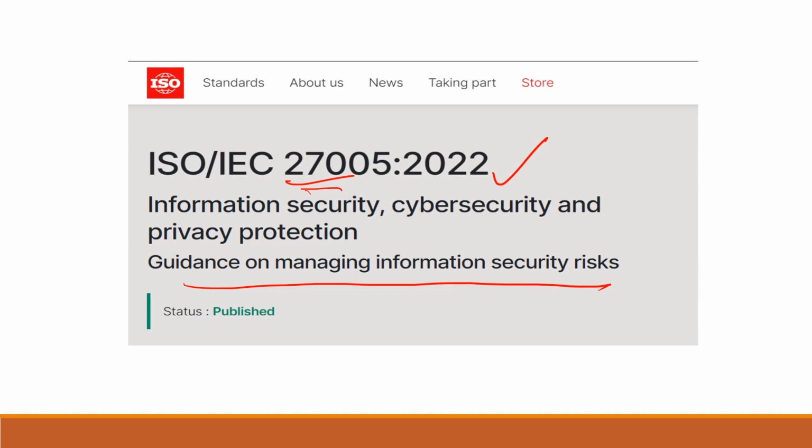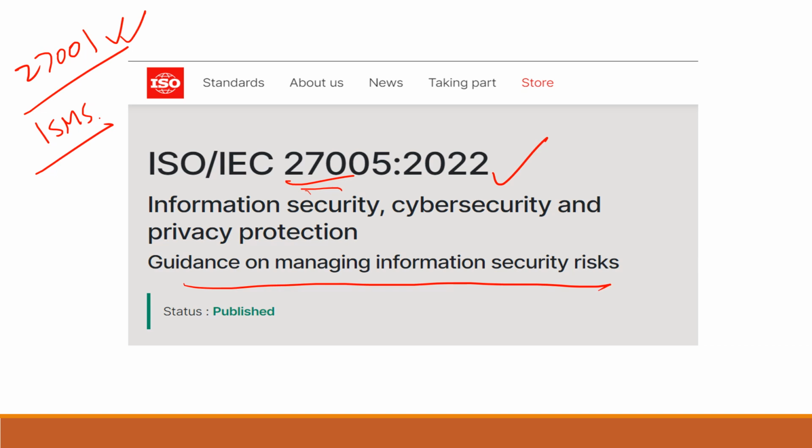Guidance means it's not something which is mandatory. Where is the requirement? Requirements for information security management systems are mentioned in 27001. If you have to implement an information security management system, the requirements are in 27001, and in 27001 there are clauses where we talk about risk management. Understanding 27005, this guidance on managing information security risk, will definitely help us in better understanding of 27001, and also in better implementation of it.